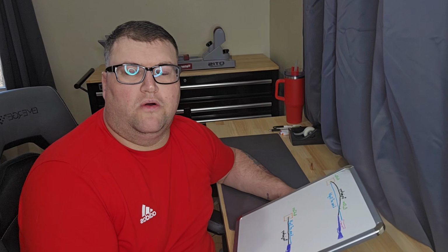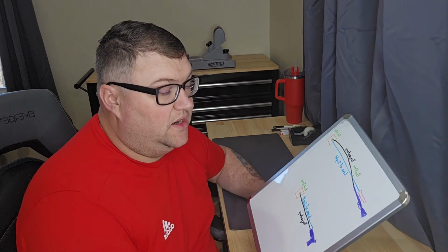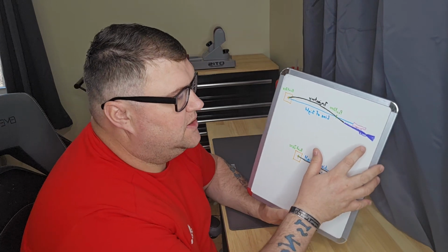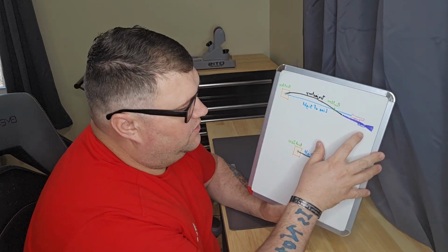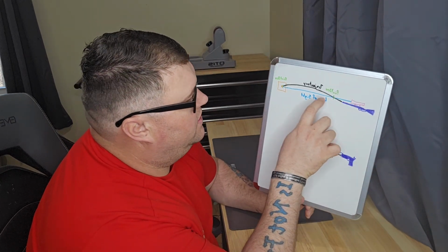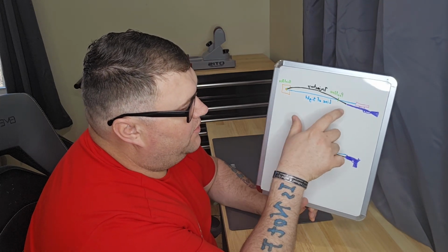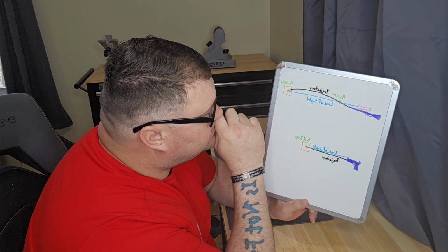The first thing we're going to go over is trajectory and sights. Here I have a drawing on a dry erase board going with a couple demonstrations. Here we have a rifle with the line of sight coming from the scope to the target. Then the black line here is the trajectory.